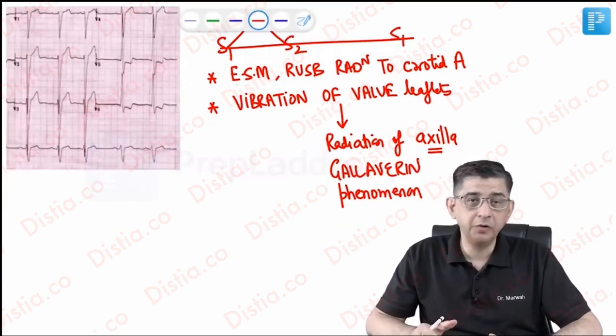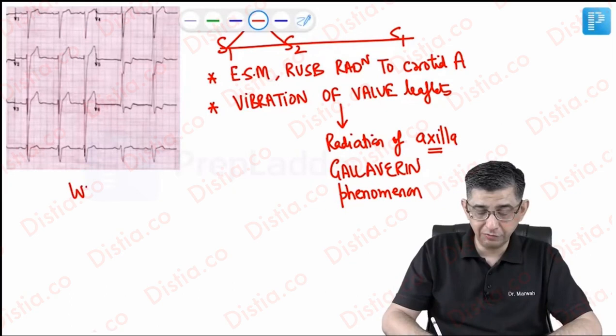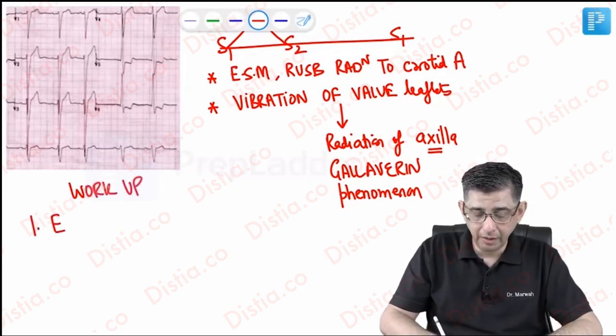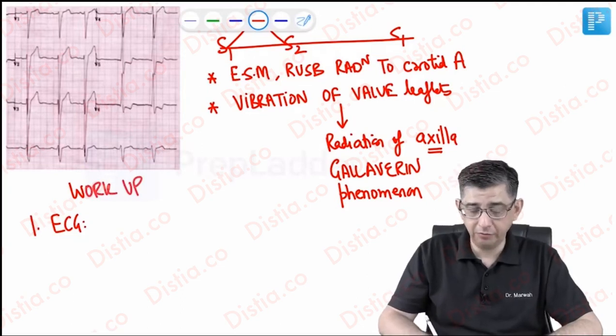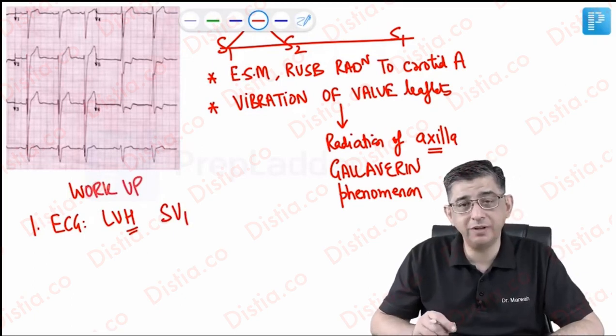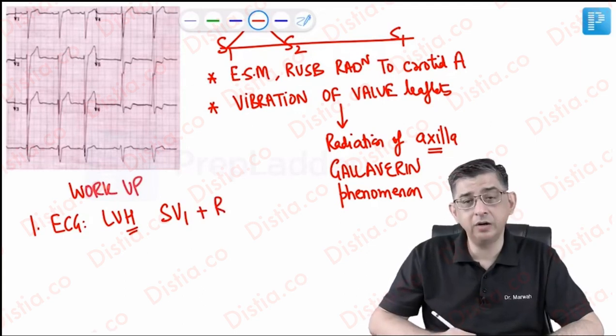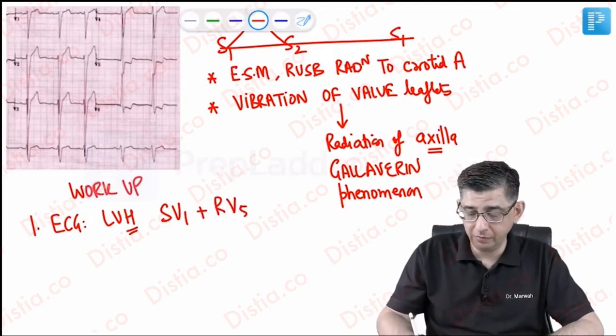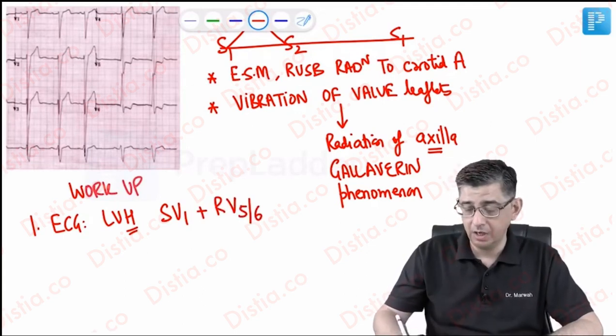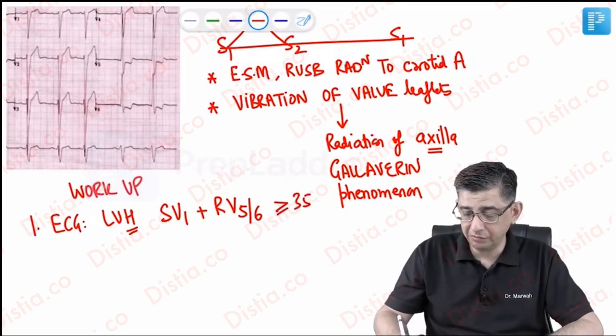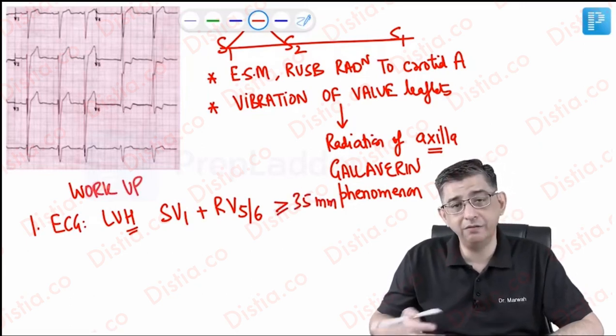I'll next explain to you the workup of this patient. The first and foremost investigation that I can do is the ECG. One of the important diagnostic criteria for left ventricular hypertrophy in this patient is that you first check the depth of the S wave in lead V1. To this, you add the height of the R wave in either lead V5 or V6. If this turns out to be more than 35 mm, this is suggestive of LVH.